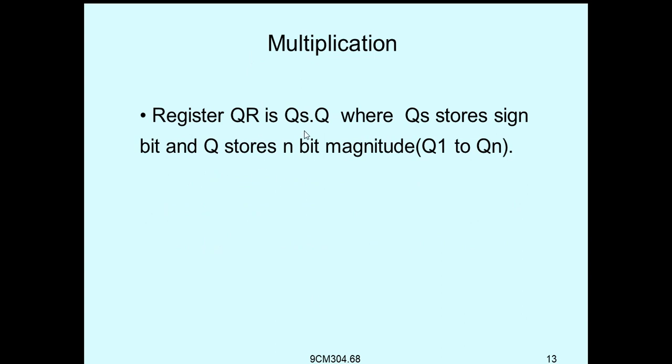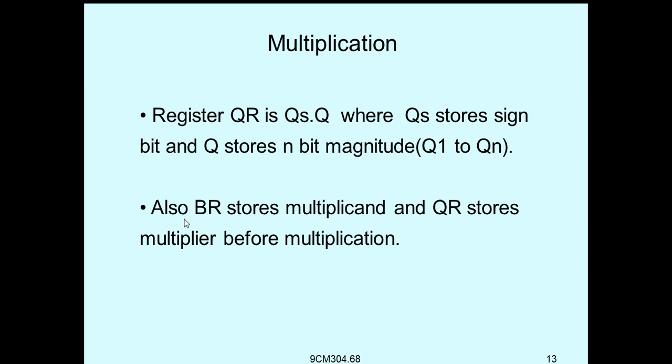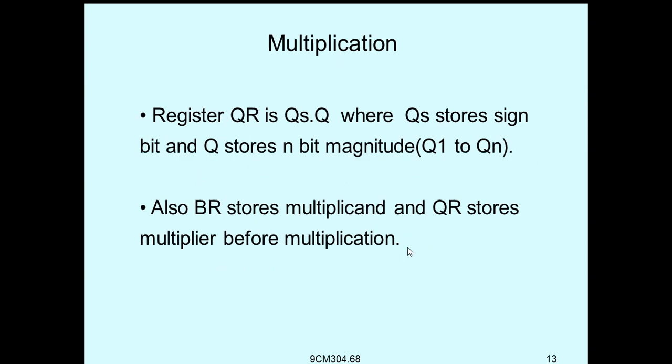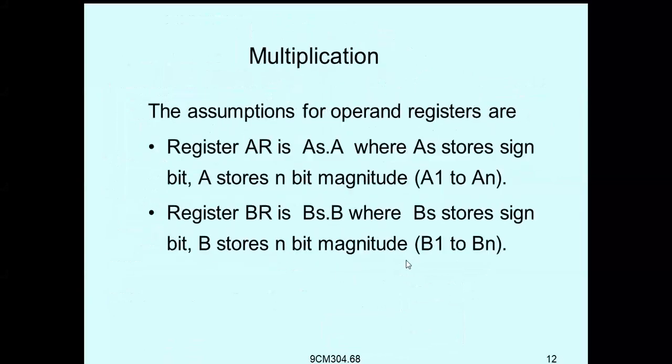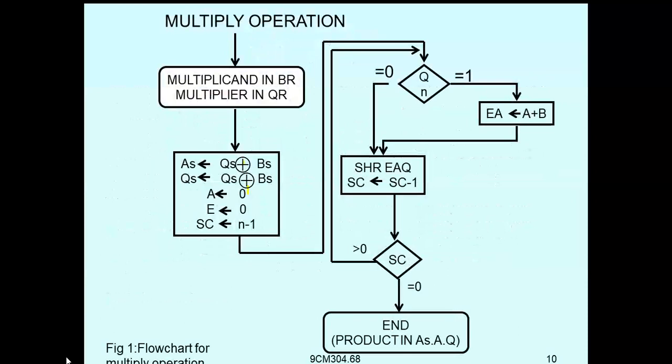And register QR is QS dot Q, where QS stores the sign bit and Q stores the n bit magnitude. Also, BR stores the multiplicand and QR stores the multiplier before multiplication. So I hope you understand very well. This is a simple flow chart for multiplication of the two numbers.